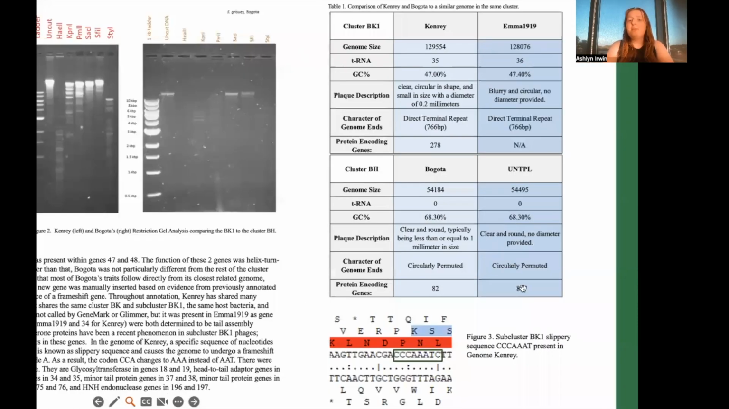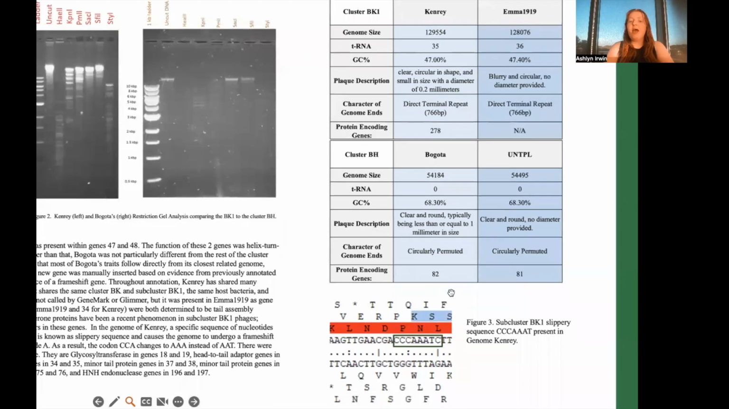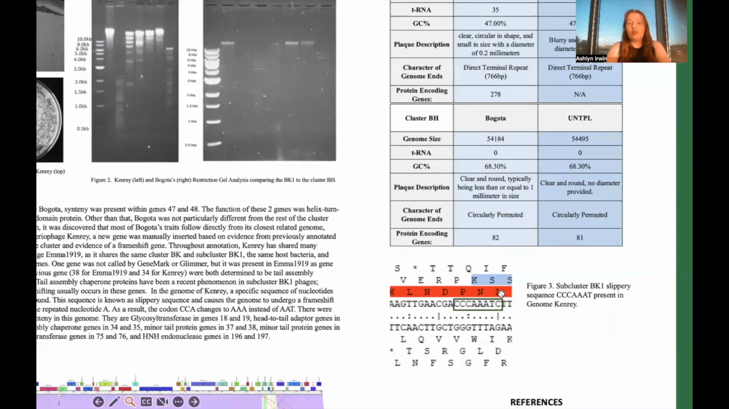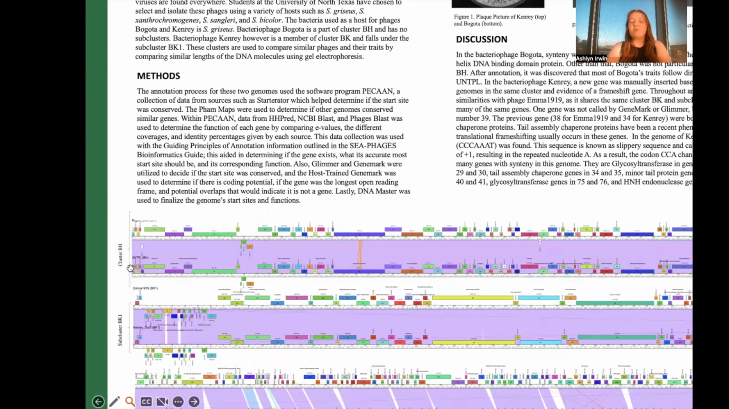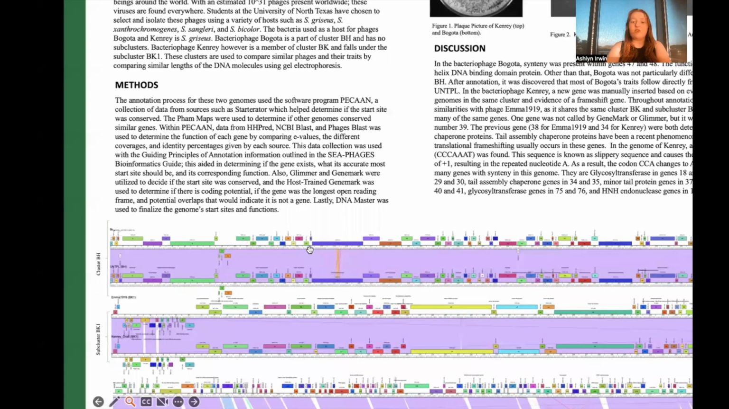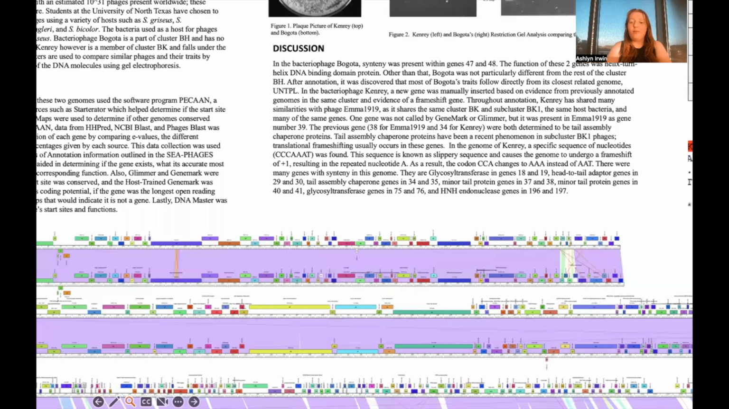Bogota has circularly permuted genome ends and has 82 protein encoding genes. UNTPL also is circularly permuted and has 81 coding genes. So if we go over here, this is going to be, in comparison to Kenrey, right here is going to be UNTPL, and up here is going to be Bogota. And as you can see, these phages are also incredibly similar.